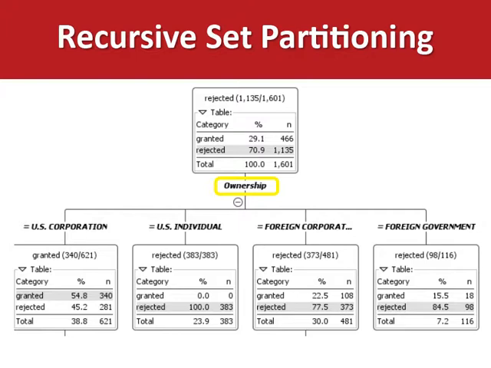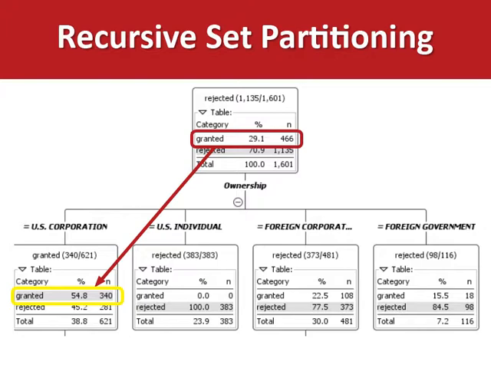So the ownership could be a United States corporation, a United States individual, a foreign individual, a foreign government, or whatever. So it turns out that if the ownership is a United States corporation, the probability that the patent is granted climbs from 29.1% to about 54.8%. Now this is just the historical data.